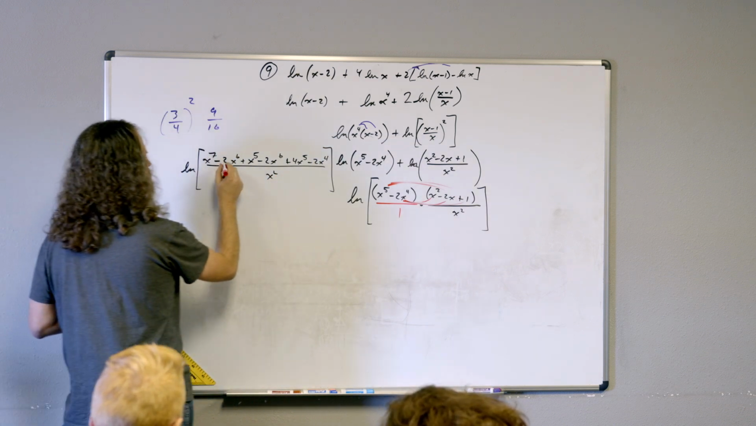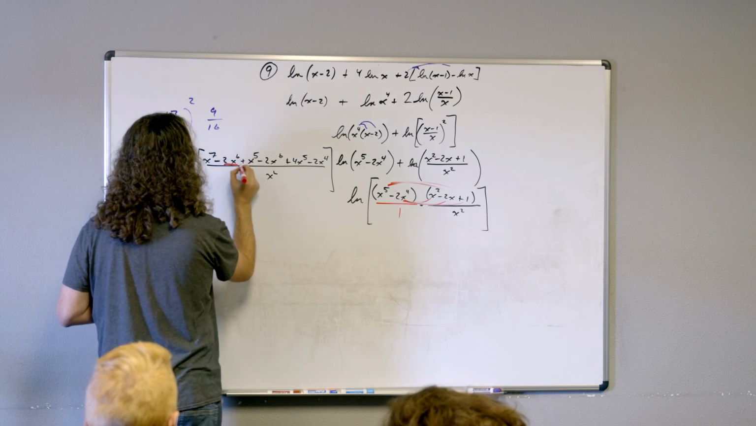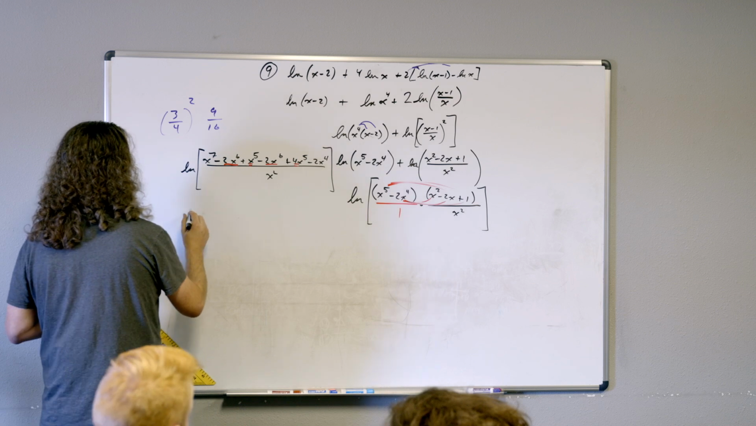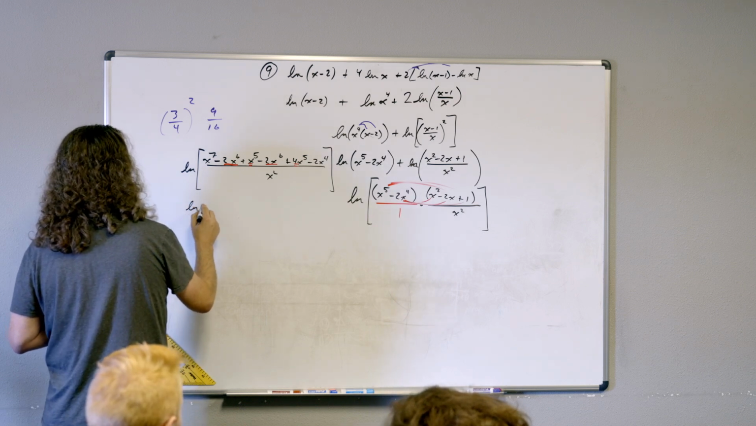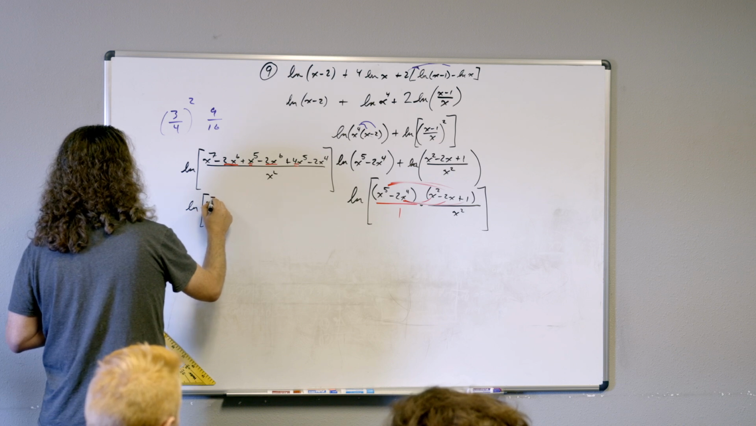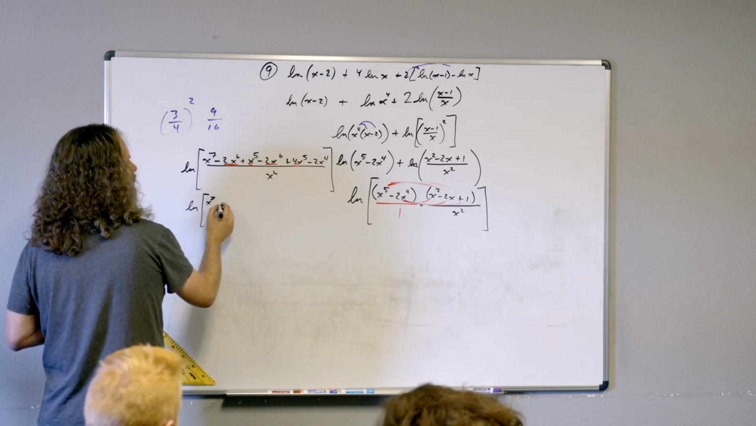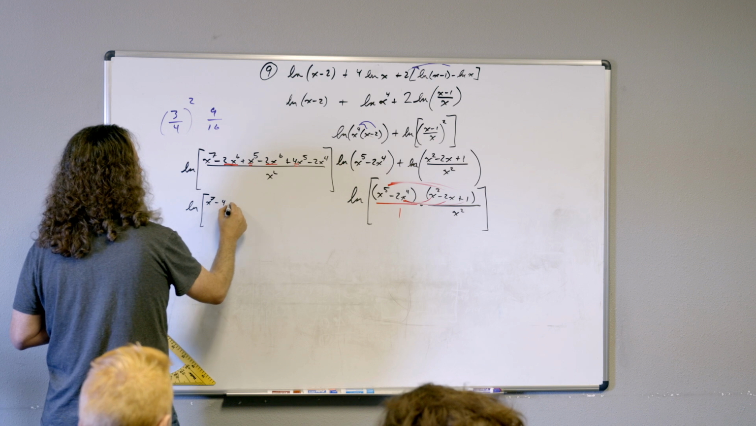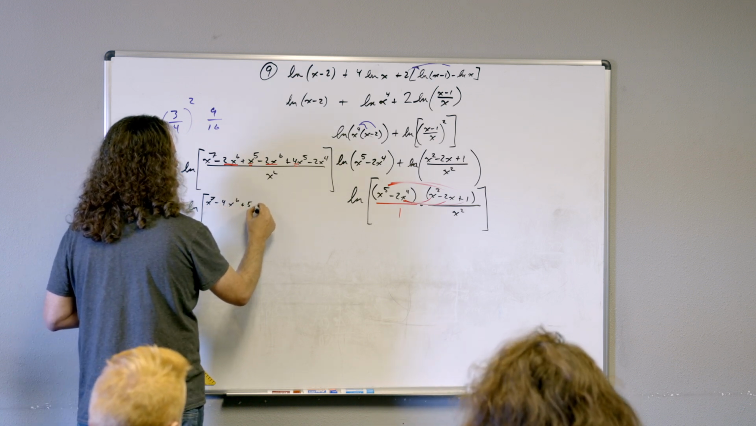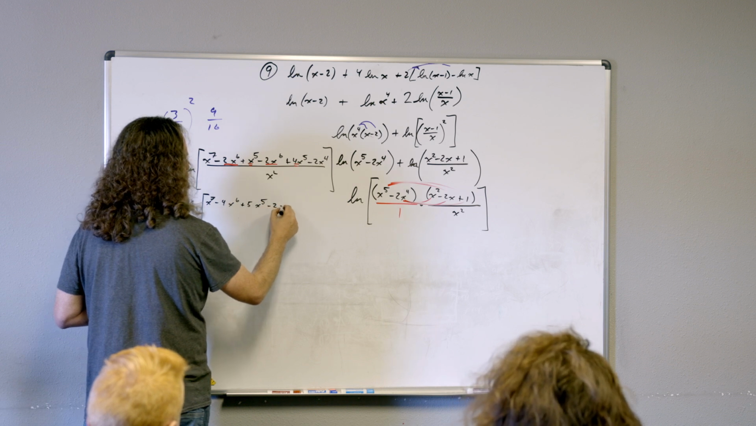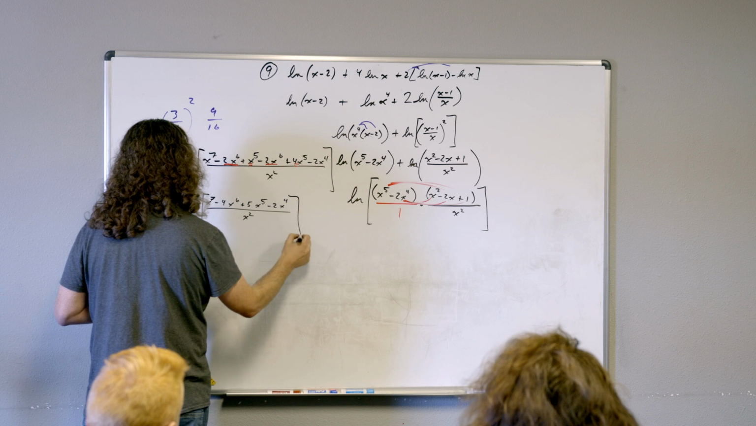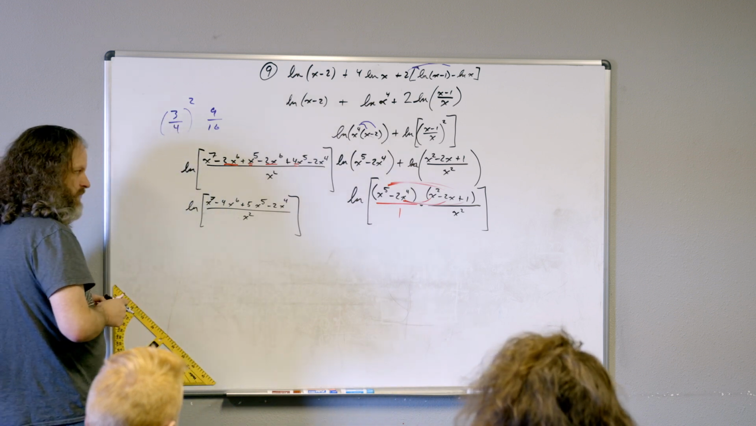Then we combine like terms. So this would turn into the natural log of x to the seventh minus 4x to the sixth plus 5x to the fifth minus 2x to the fourth all over x squared. And then can you take x squared out of everything? You can.